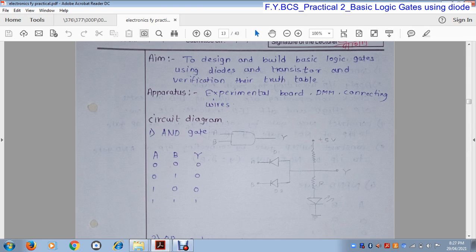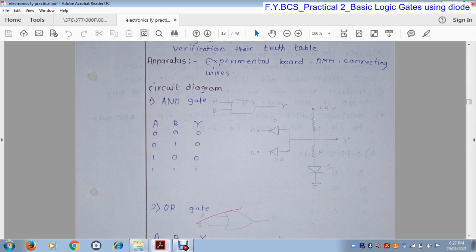Let's start with the first gate, which is the AND gate. We know that the AND gate performs multiplication operation. This is the truth table of the AND gate, and this is the symbol of the AND gate. The AND gate contains two inputs and one output. A and B are inputs and Y is the output.